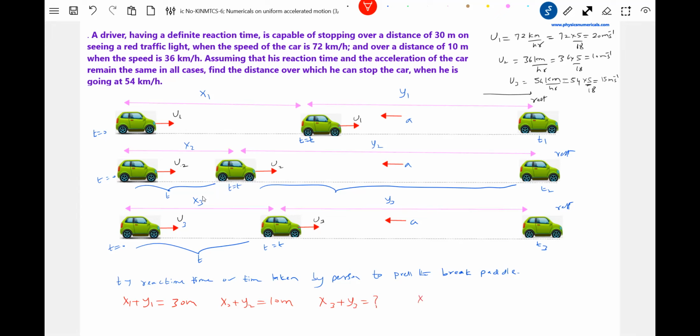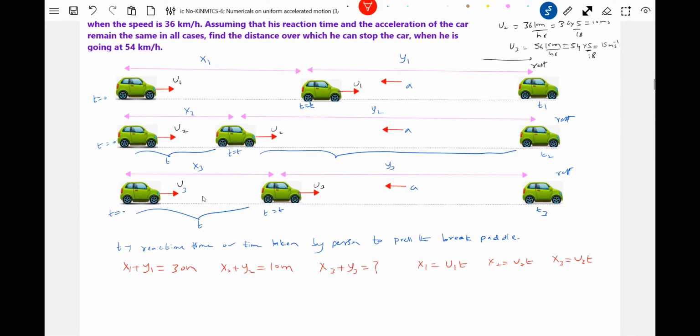What is X1? You can write it as U1 into reaction time. What is X2? U2 into reaction time. What is X3? U3 into reaction time. Then afterwards, the car will undergo retardation. So what is the retardation? Y1 should be equal to U1 T1 minus A T1 square by 2.